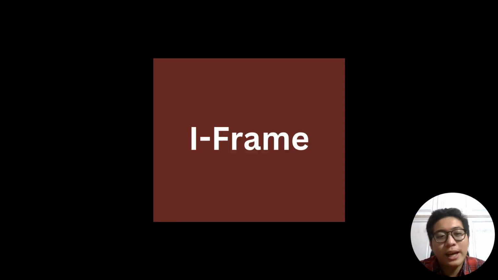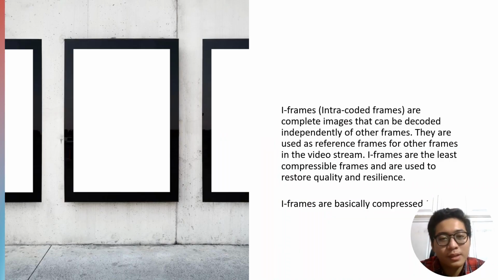Let's talk about the I frame first. I frames, or intra-coded frames, are complete images that can be decoded independently of other frames. They are used as reference frames for other frames in the video stream. I-frames are the least compressible frames and are used to restore quality and resilience. You can say that I-frames are basically compressed JPEGs because they are just a complete image with no way of compression whatsoever.